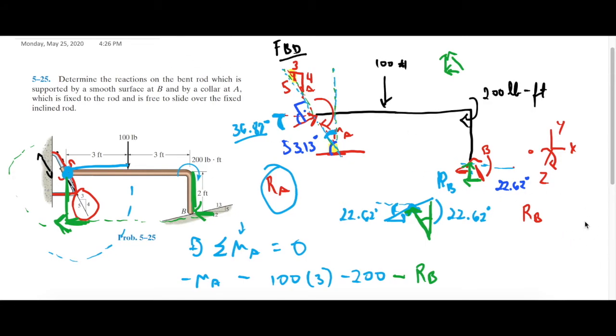Here we go. So RB is going that way. This would be our RY, and then this would be our RX. RBX, sorry. This is also 22.62. Okay? Which makes the X component of our reaction RB times sine of that angle. So RB sine 22.62. Correct. Awesome.